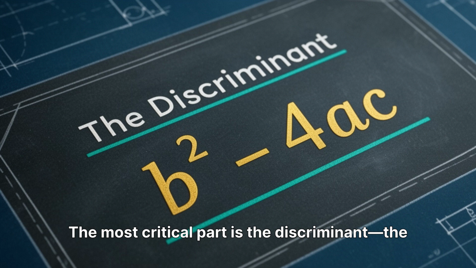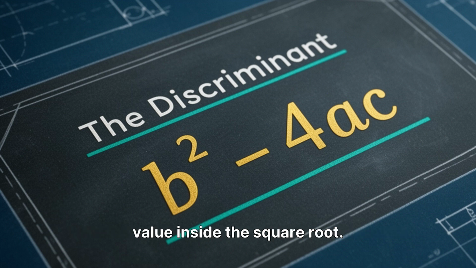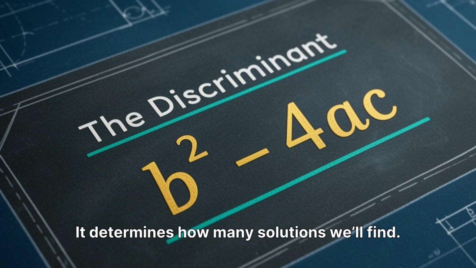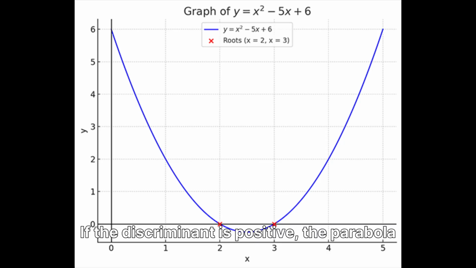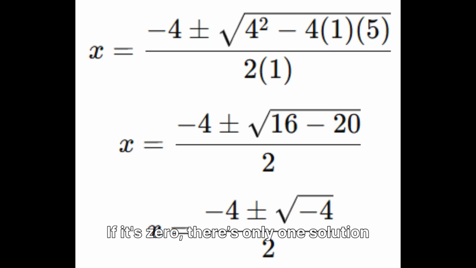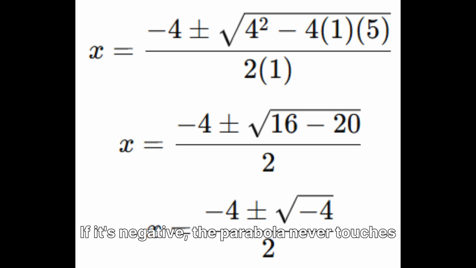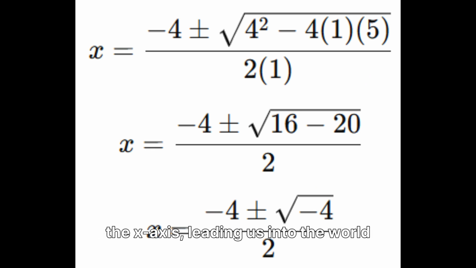The most critical part is the discriminant, the value inside the square root. It determines how many solutions we'll find. If the discriminant is positive, the parabola crosses the x-axis twice, giving us two distinct real solutions. If it's 0, there's only one solution where the vertex touches the axis. If it's negative, the parabola never touches the x-axis, leading us into the world of complex numbers.